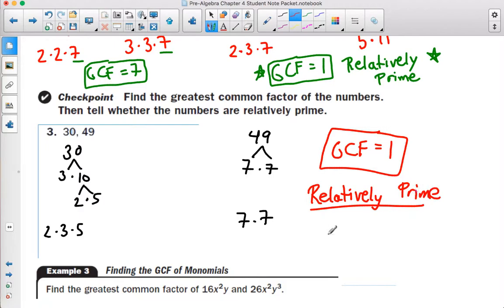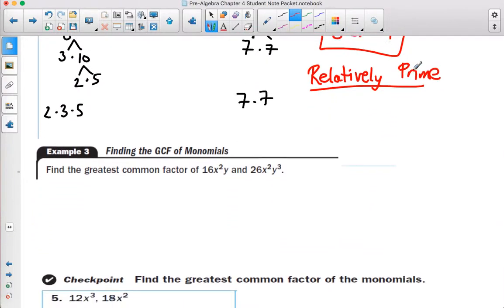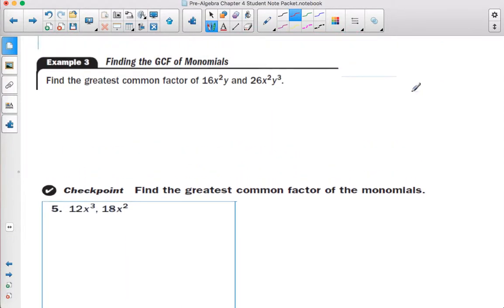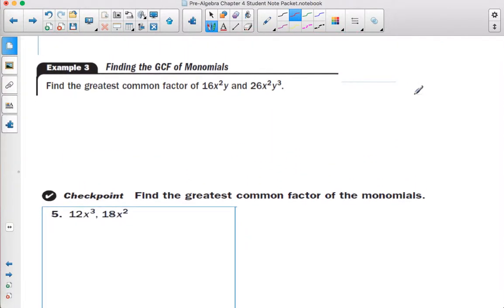Last thing we're going to look at is kind of a challenge, but I think you guys are up for it. We are going to find the greatest common factor, not when we have just numbers, but when we have terms, monomials going on. And the way you do this is you find the greatest common factor for the number and the variable separately. So first let's find the greatest common factor of the numbers.